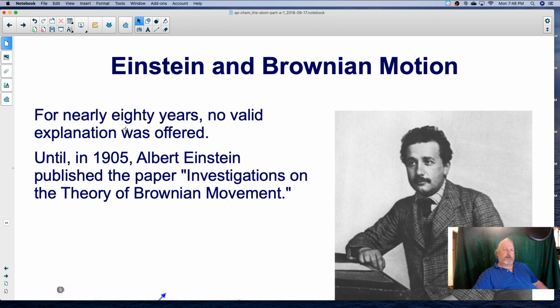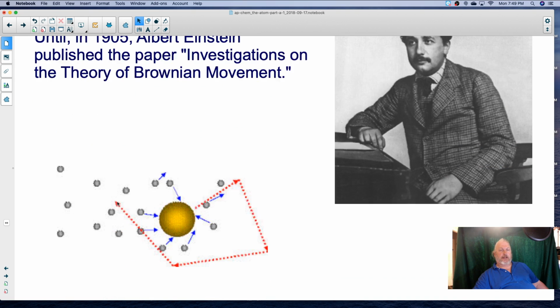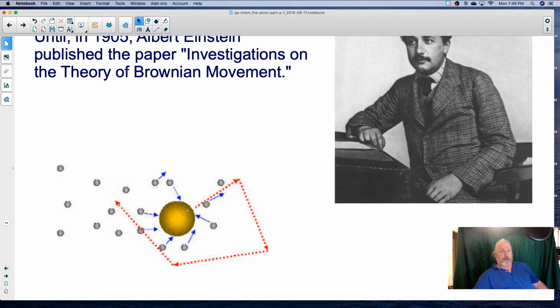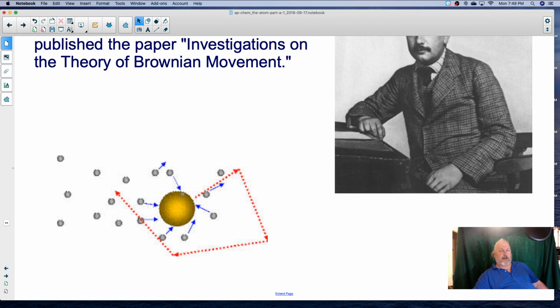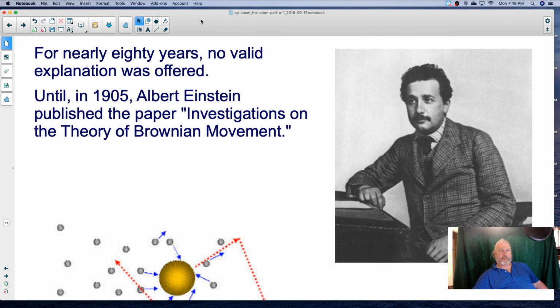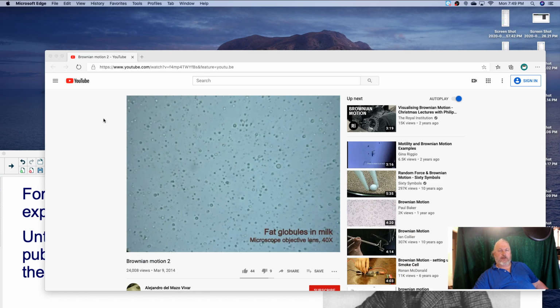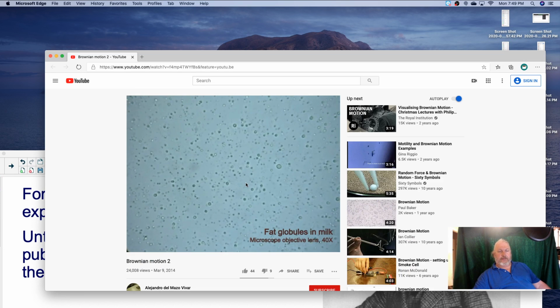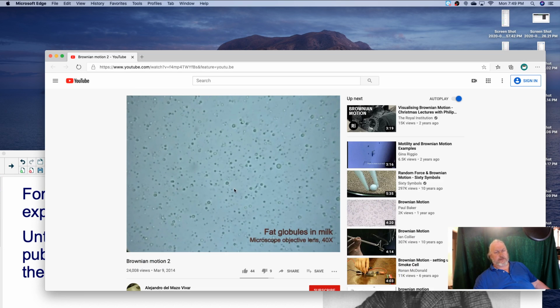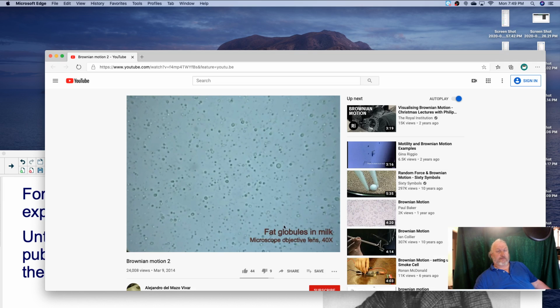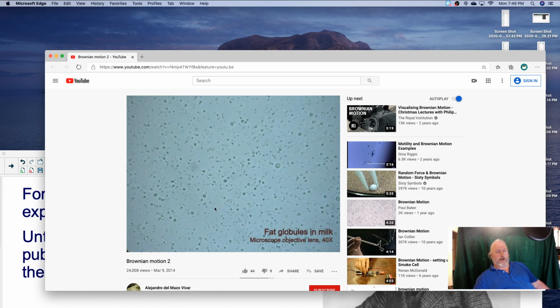For nearly 80 years, no valid explanation was offered. And then in 1905, Albert Einstein published the paper Investigations on the Theory of Brownian Movement. His theory was these little particles were constantly hitting the bee pollen in all kinds of different ways. Let's see if that thing's up yet. So that's what you see. This is Brownian motion, fat globules in milk. And that's only a 40-times lens. See how those little particles are moving?